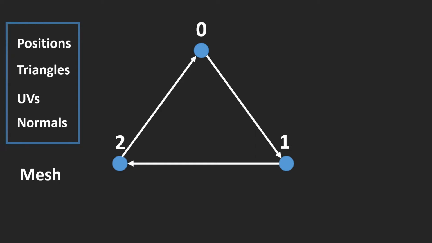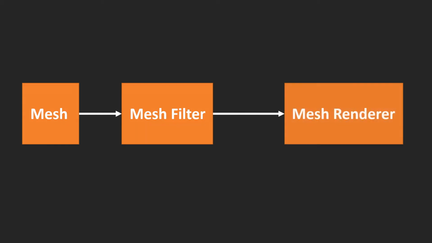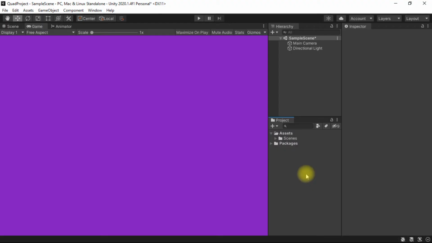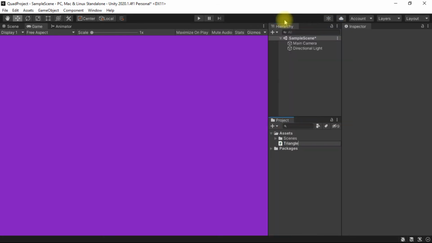To render this mesh, we first have to create a mesh object, and then we have to send this mesh object to a component called mesh filter. The mesh filter will do some internal work on this mesh, and then it will delegate the rendering to a component called mesh renderer. To draw a mesh, let's create a C# script called triangle creator and open it up in the Sublime Text.